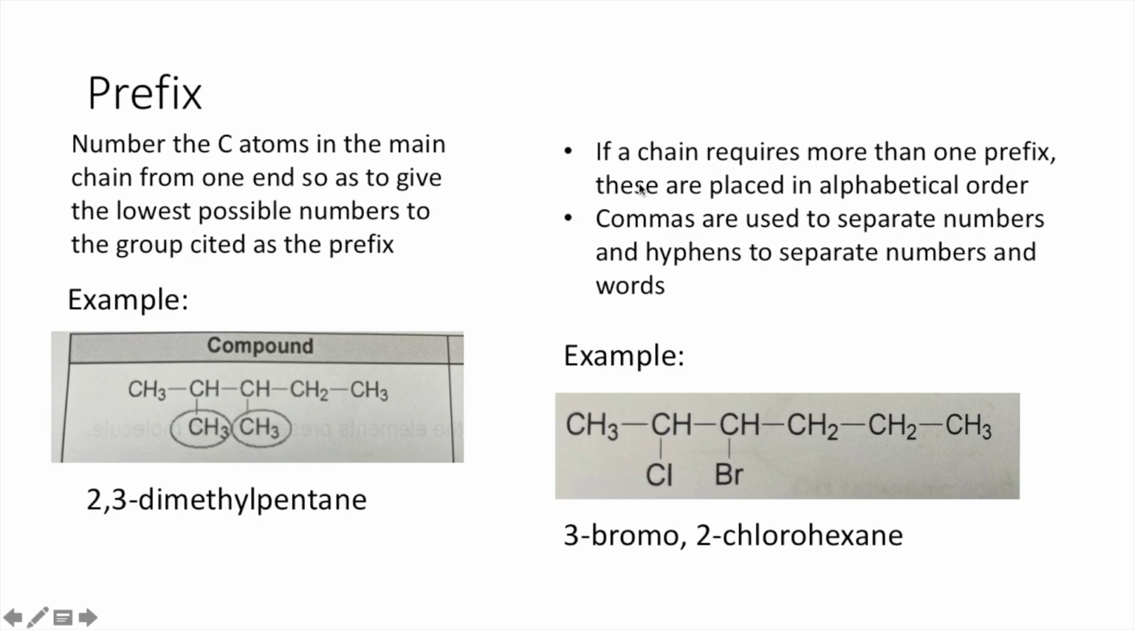If a chain requires more than one prefix, these are placed in alphabetical order. Looking at this example, there's a bromine and a chlorine atom attached to the parent carbon chain, and since bromo, B comes before C, we put 3-bromo first before 2-chloro, and hence the name is 3-bromo-2-chlorohexane instead of 2-chloro-3-bromohexane, because we place the substituents according to alphabetical order, and the commas are used to separate numbers and hyphens are used to separate numbers and words.